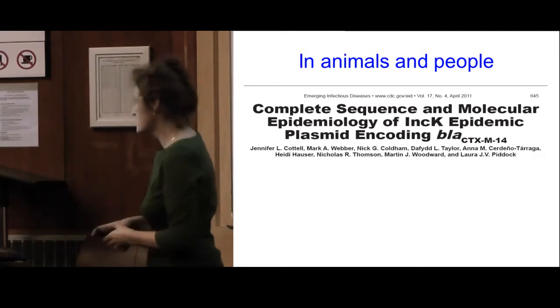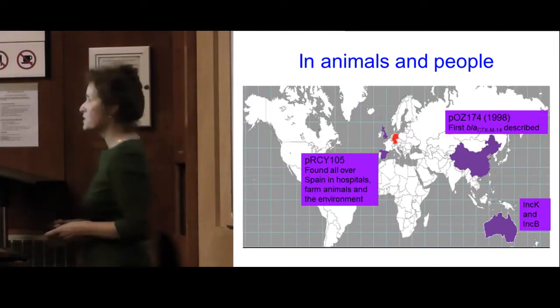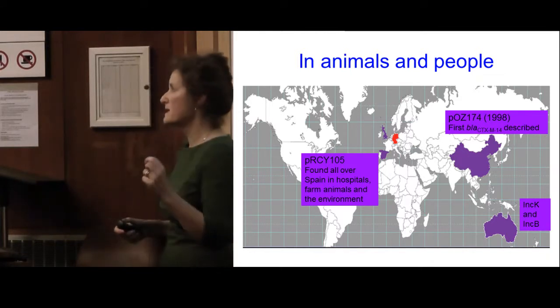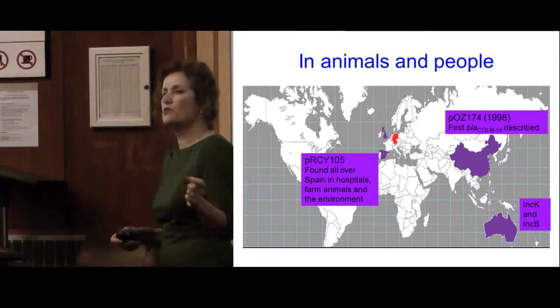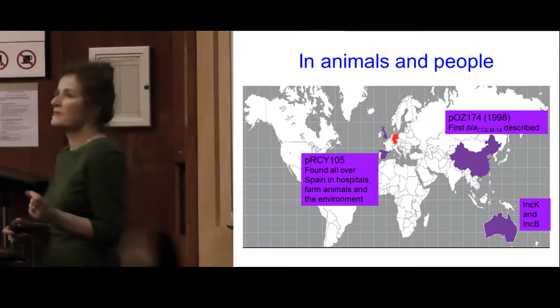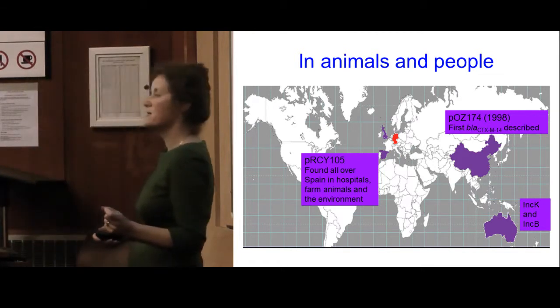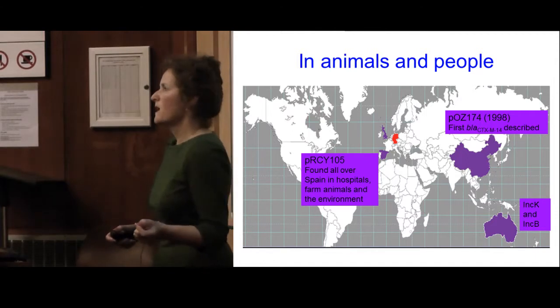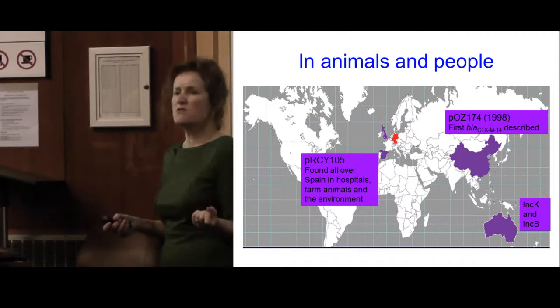And to cut a long story short, we were able to show, by getting strains from all over the world, that this little element that was found in a calf in North Wales was identical to one that had previously been described in 1998 from a patient in China. How on earth did it get from China to North Wales?